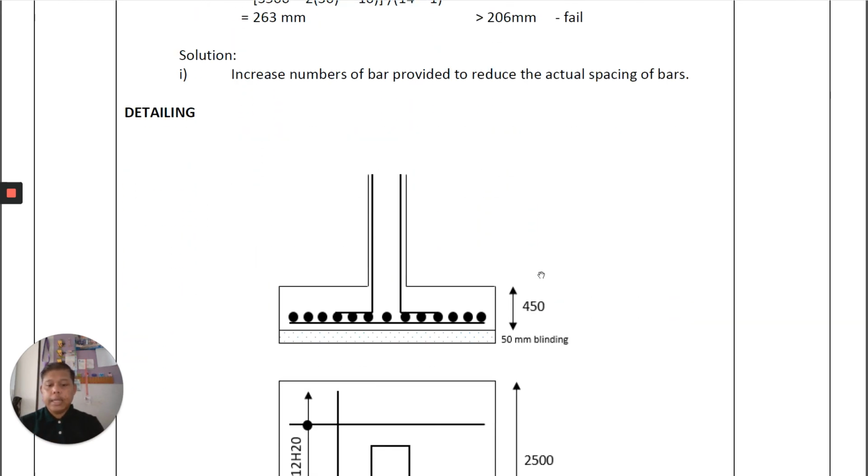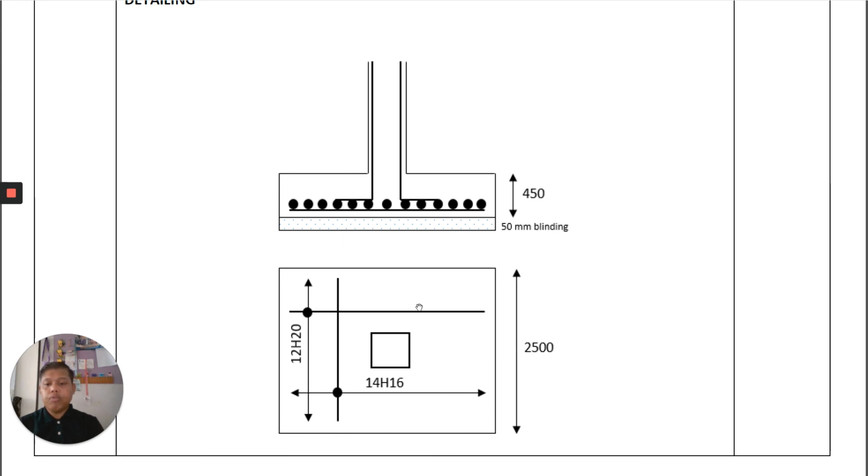Here is the detailing. Although the detailing does not follow the correct one, I just would like to show the position of the reinforcement for the footing. So I hope that by this sharing session, you really understand how to design the foundation due to the axial load and moment condition. So with that, thank you.